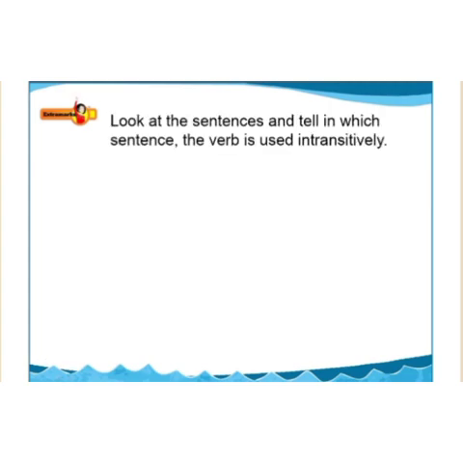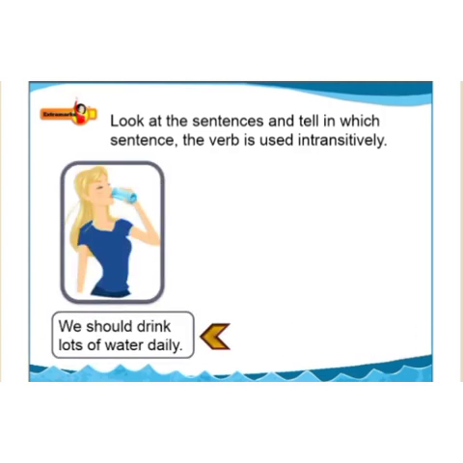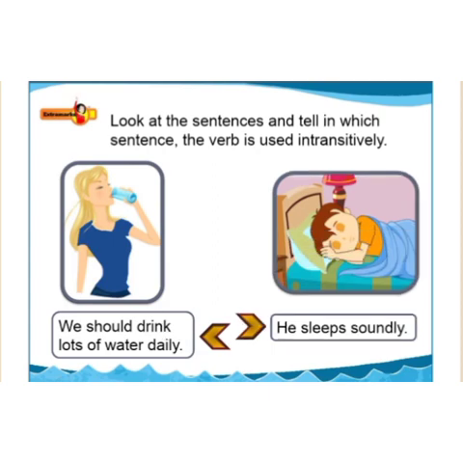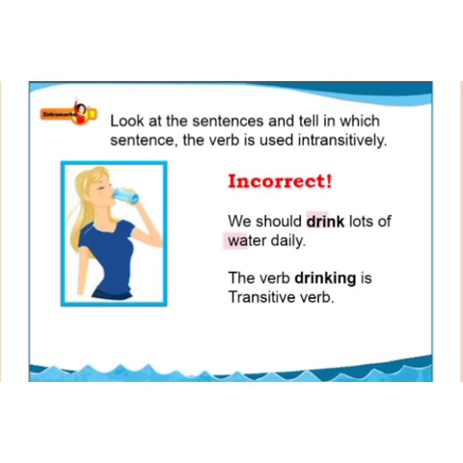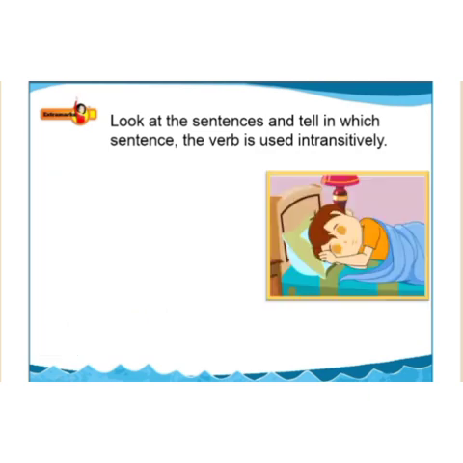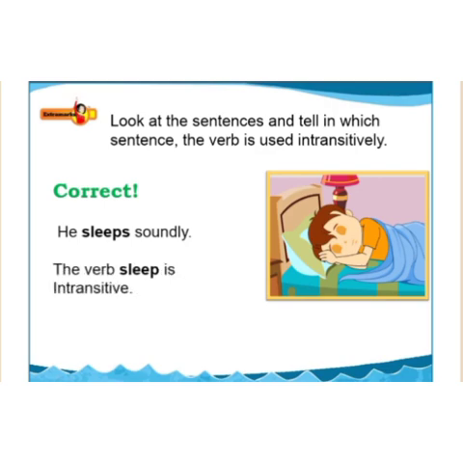Look at the sentences and tell in which sentence the verb is used intransitively. We should drink lots of water daily. He sleeps soundly. Incorrect. For the verb to be intransitive, it should not be followed by any object. Here the action of drinking is passed on to the object, water. Thus the verb drinking is a transitive verb. Correct. Here the word sleeps is not followed by any object. Rather, it has an adverb soundly with it. Thus the word sleeps is an intransitive verb.